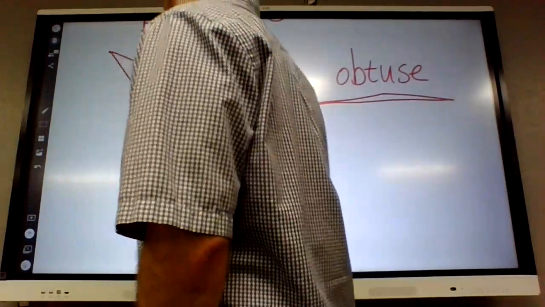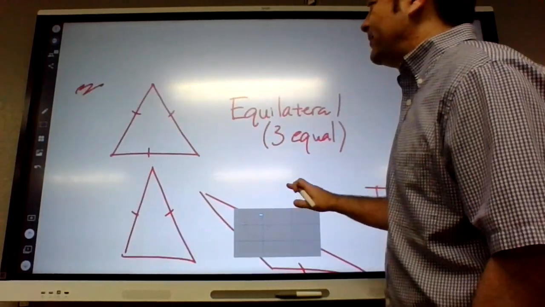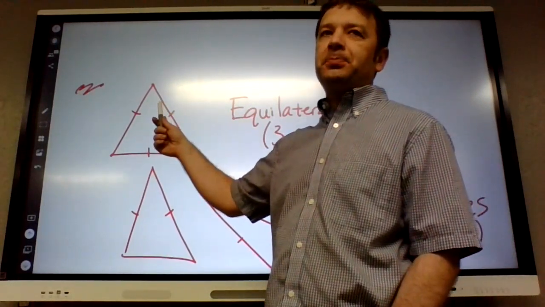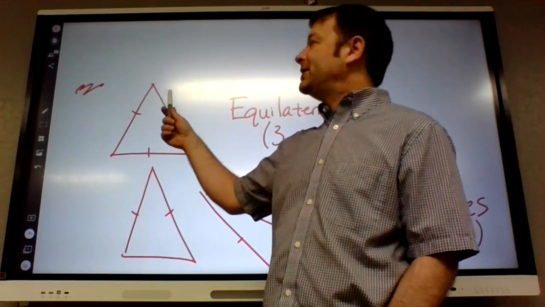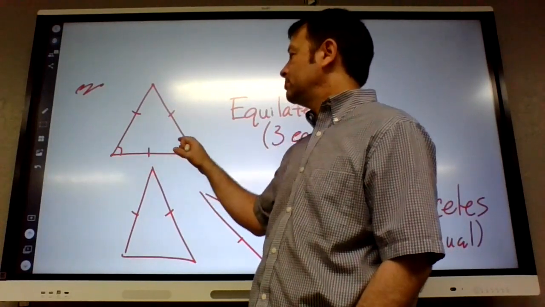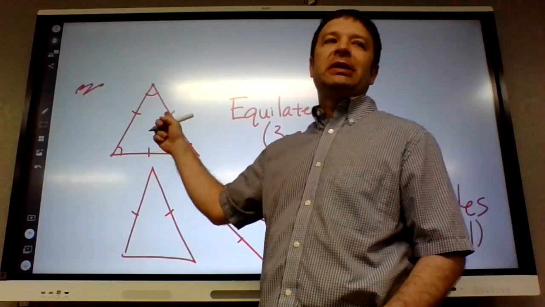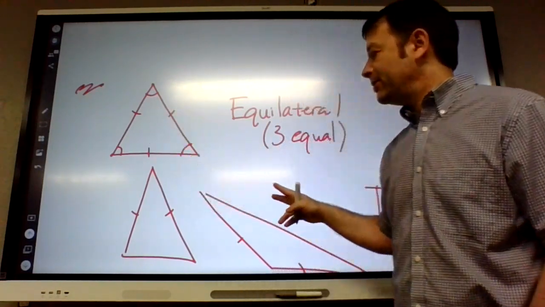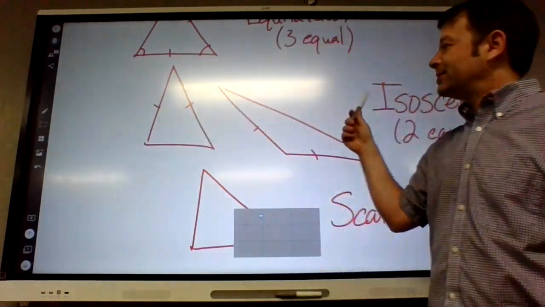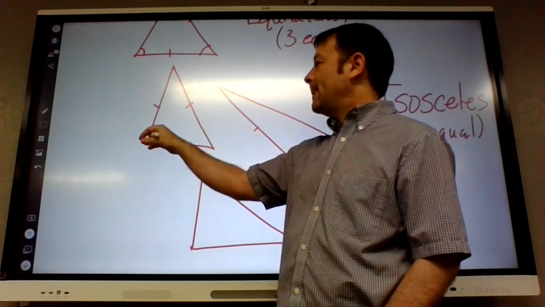Okay, so you can classify them according to both. This is an equilateral triangle and a what? This is equilateral and it's what else? Acute. Right, so this is an acute equilateral triangle. What kind of isosceles is this? Acute. It's an acute isosceles.